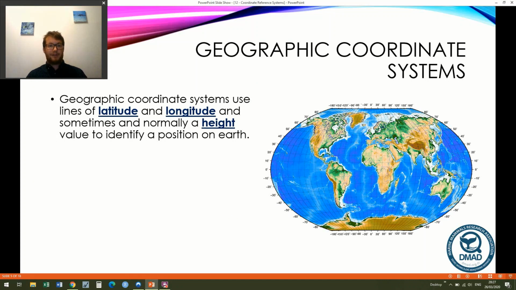So, geographic coordinate systems. These use lines of latitude and longitude. I'm sure you've heard that expression before. And they normally use a height value to identify a position on Earth. Generally any geographic coordinate system, because it's spherical based, will be able to give a height coordinate as well.